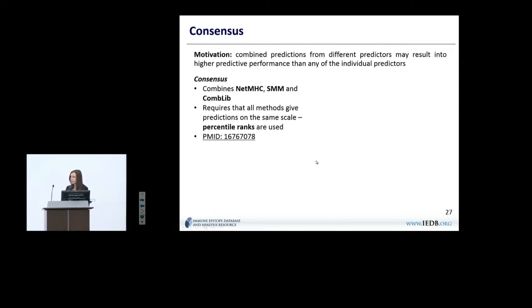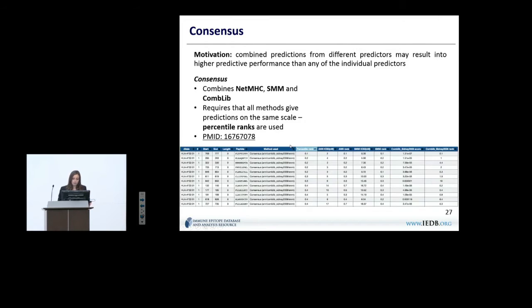The motivation for the consensus method was that, seeing the different predictions of different methods, combining them can actually give higher performance than any of the individual predictors. Studies were done on that, and we decided to try to combine the different methods that we have into a consensus method as well. In our case, the consensus method at the IEDB webpage combines NetMHC, SMM, and COMLIB. Of course, if you're combining different prediction methods into one, you want a uniform score. And this is where we use a percentile rank score. As I mentioned before, you can get the percentile rank score for any method you want.